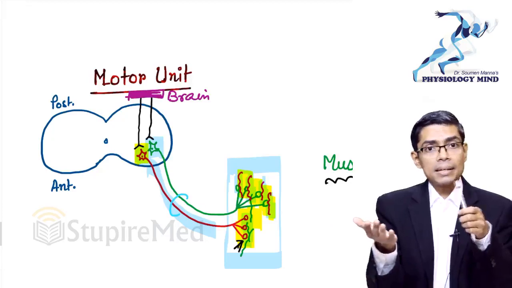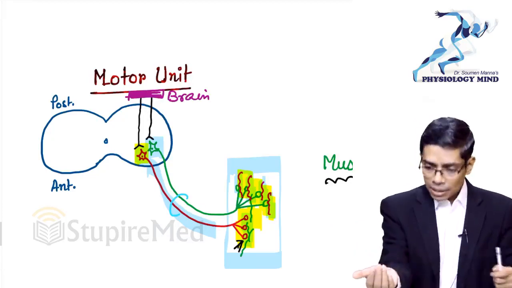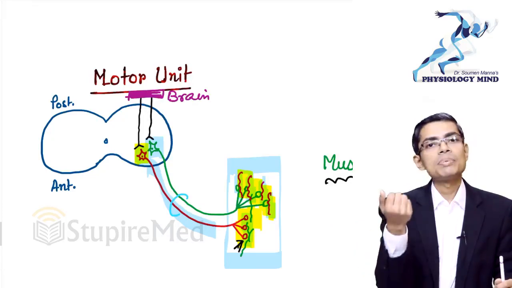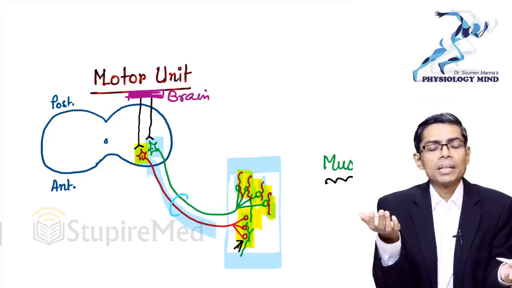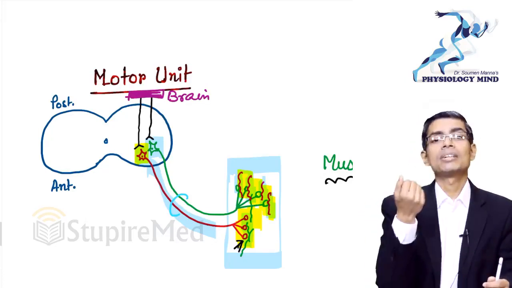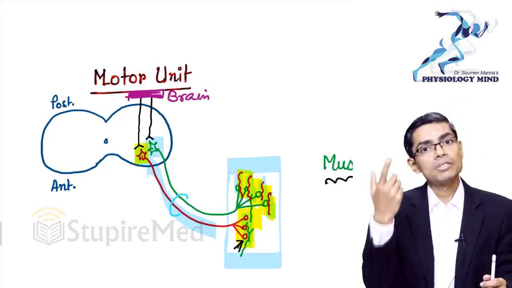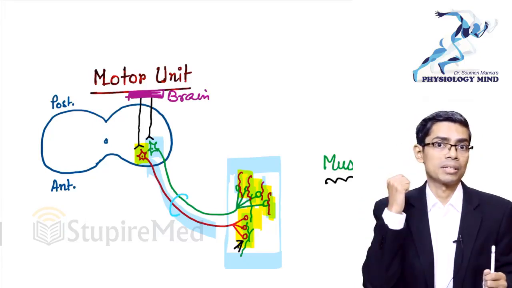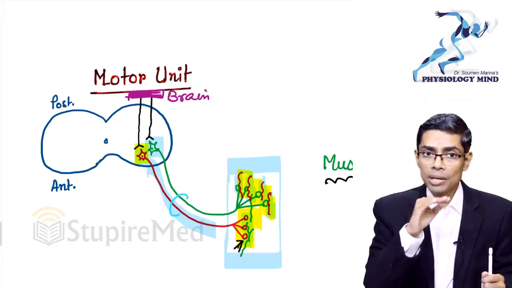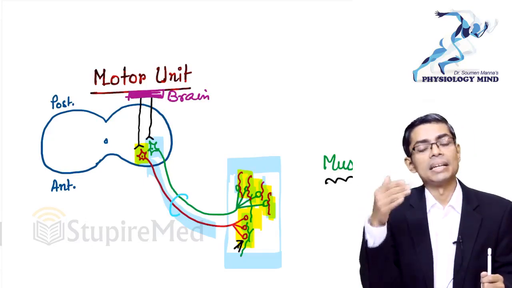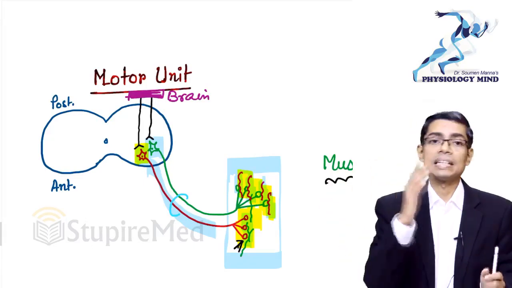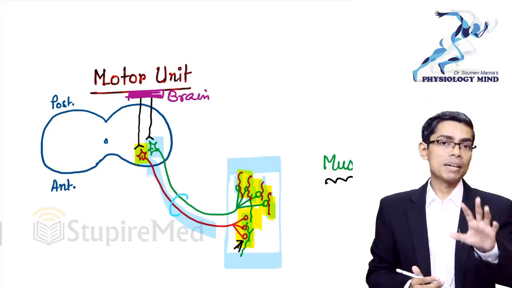Then you contract the smallest size motor unit. If the force is adequate to lift your load, then do nothing. But if the force is not adequate to lift your load, you have to stimulate additional motor units. Additional motor units means smallest, after that larger, then largest. This is known as the recruitment principle.